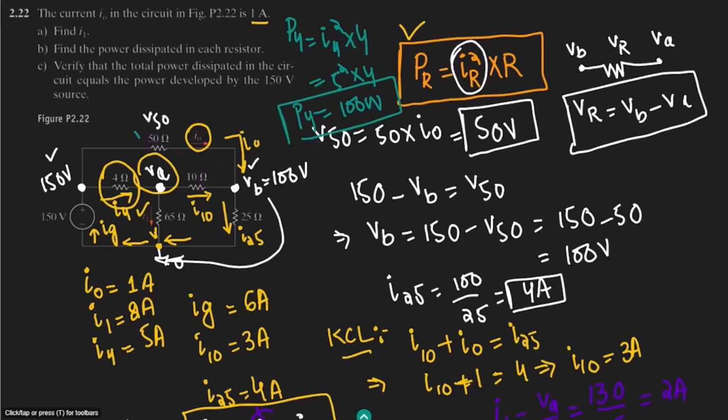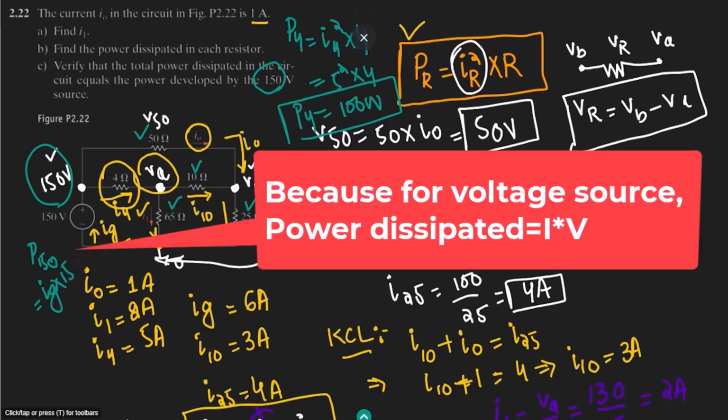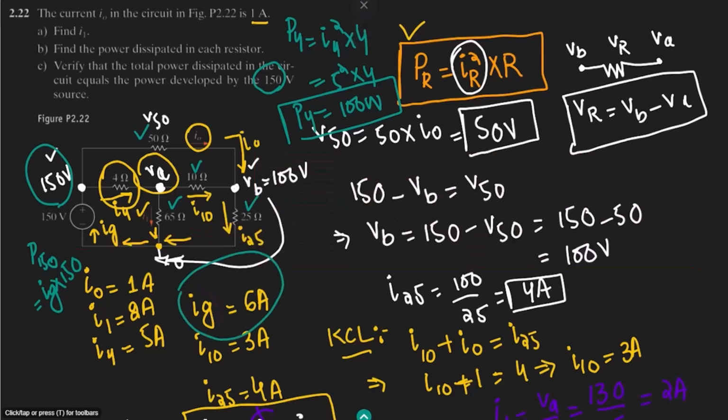Similarly, you can find it out for all the other resistors by using this formula. At the end, when you add them together, they will be equal to the power generated by this 150 volt source, which is Ig multiplied by 150. Ig is already known. You have to put this value here and multiply it with 150, and when the power dissipated by all of these resistors is added together, it will be equal to what?